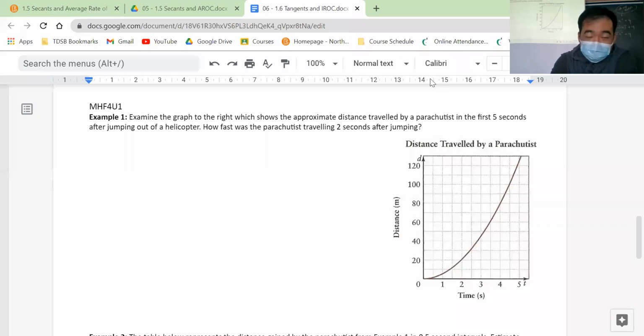All right, so I did this with the class already, but I didn't record, so I'm doing this specifically for you people who are absent. So this is the back page of 1.6.